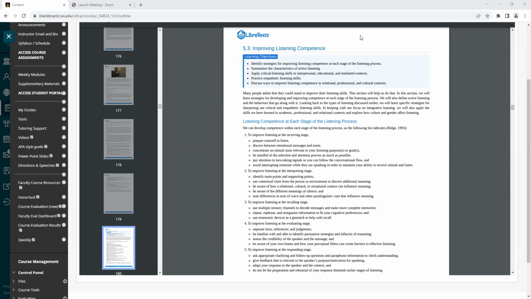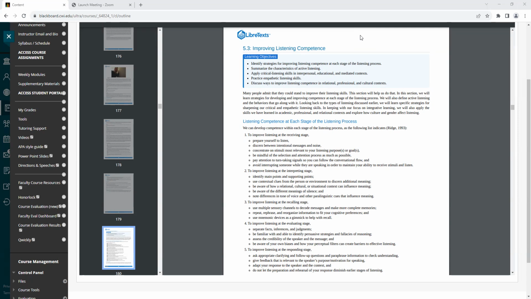Looking back to the types of listening discussed earlier, we will learn specific strategies for sharpening our critical and empathetic listening skills. In keeping with our focus on integrative learning, we will also apply the skills we have learned in academic, professional, and relational contexts and explore how culture and gender affect listening.